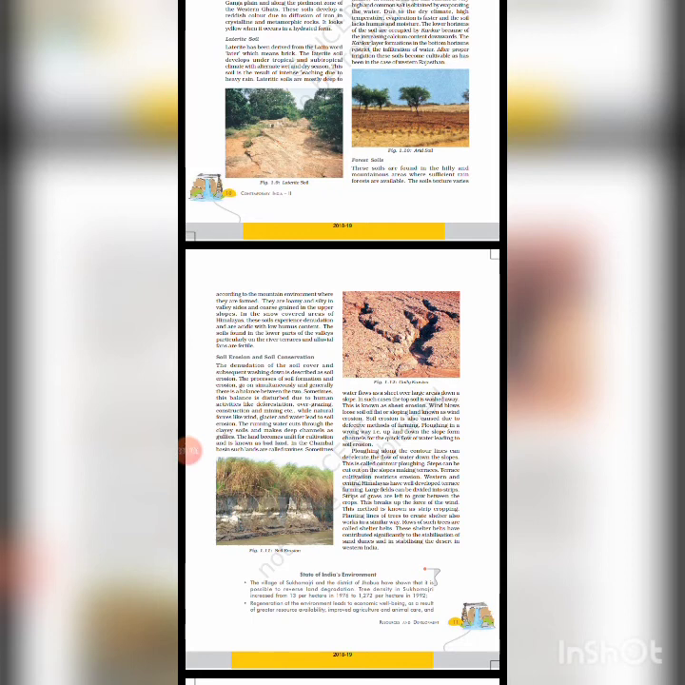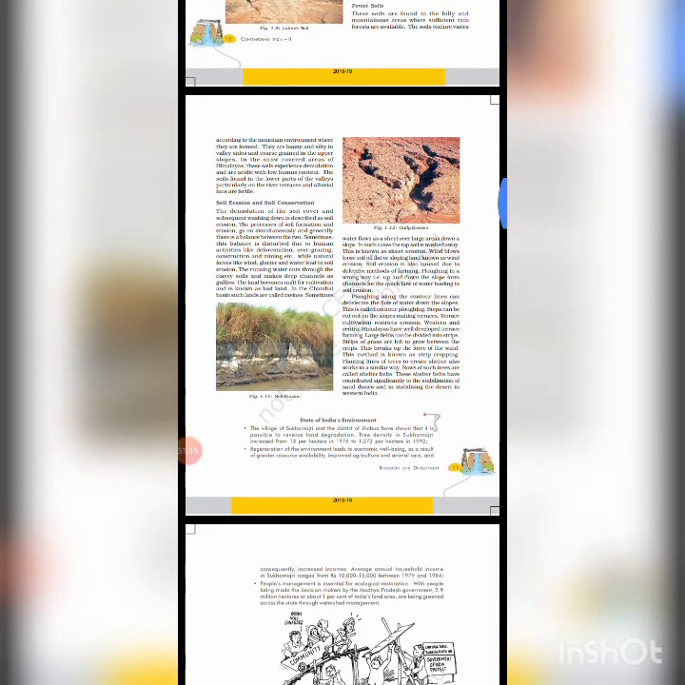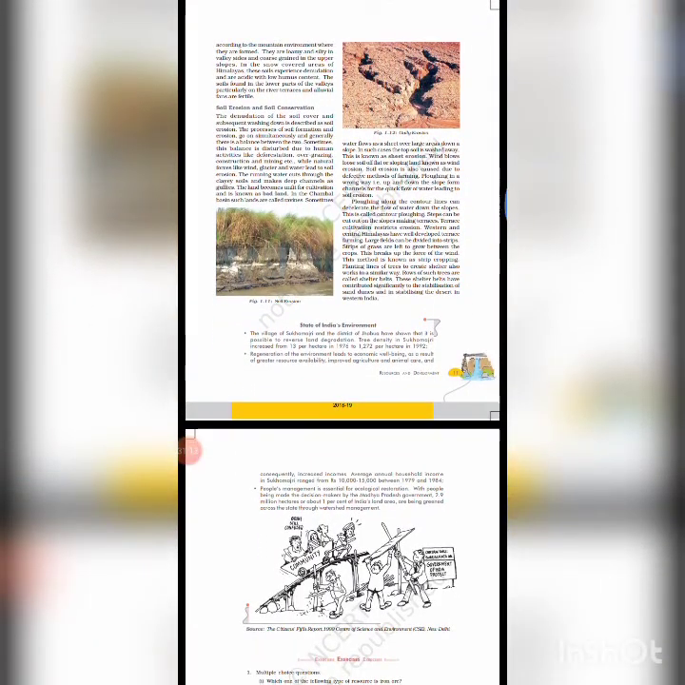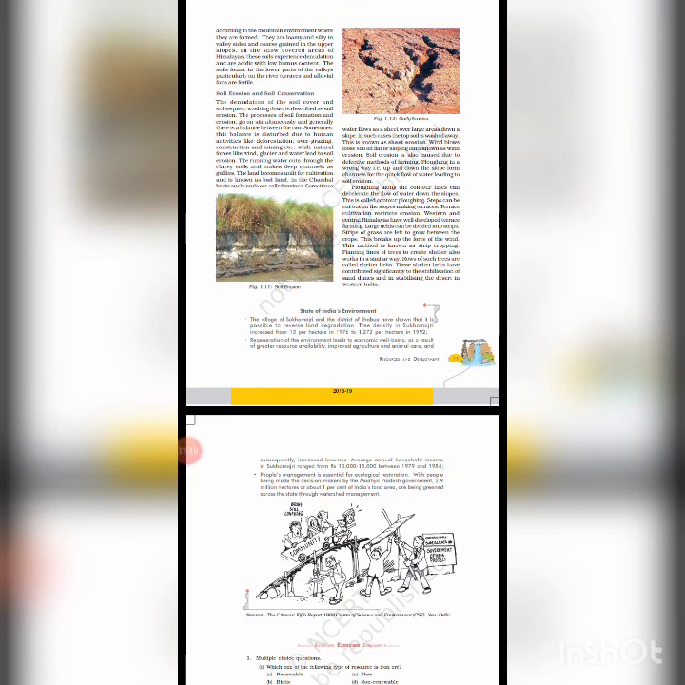Different ways of soil conservation. Plowing along the contour lines decelerates the flow of water down the slopes. This is called contour plowing. Terrace cultivation restricts erosion. This type of agricultural practice is done in the western and central Himalayas.